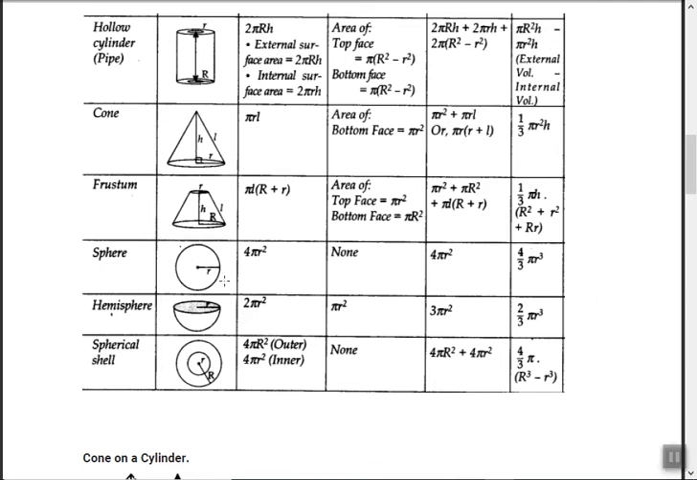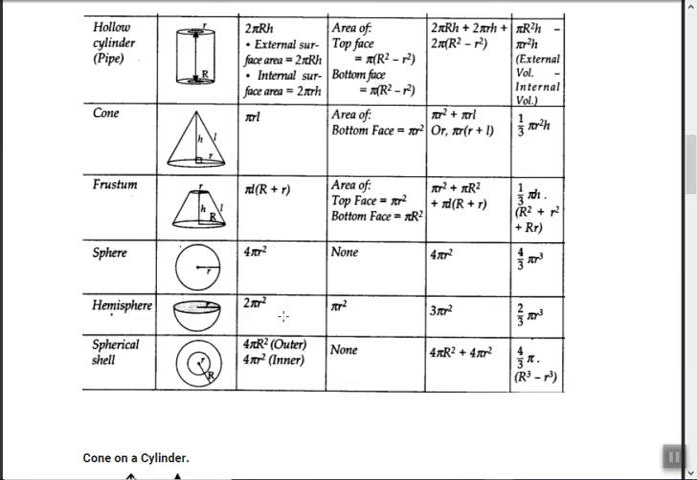Sphere. Sphere means a ball. So lateral surface area is 4 into pi r square. Top surface, there is no top surface for this. Is there any top or bottom for this? No. So it's only 4 pi r square. Volume is what? Remember, 4 upon 3 pi r cube. This is what you have to always remember.